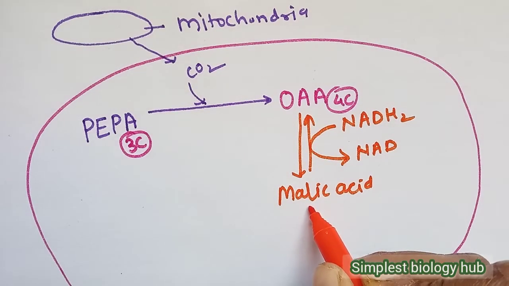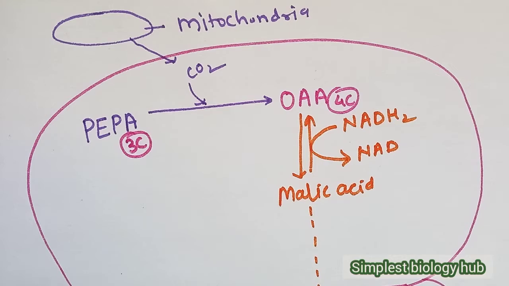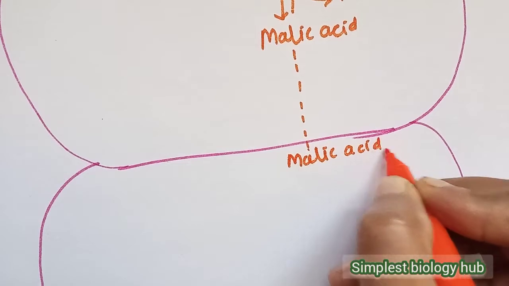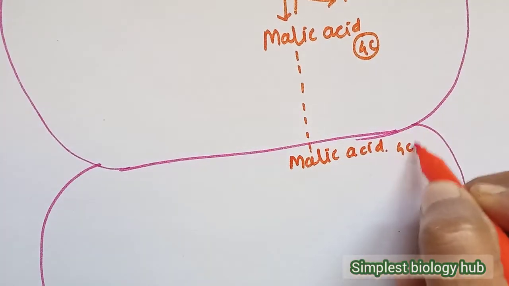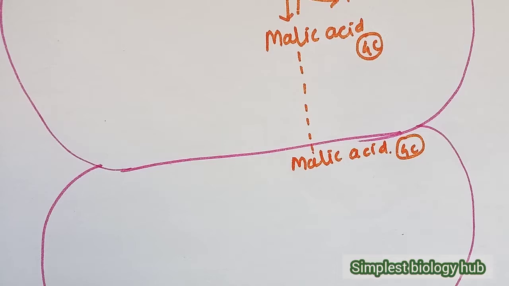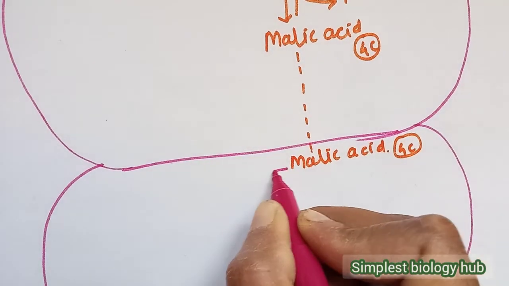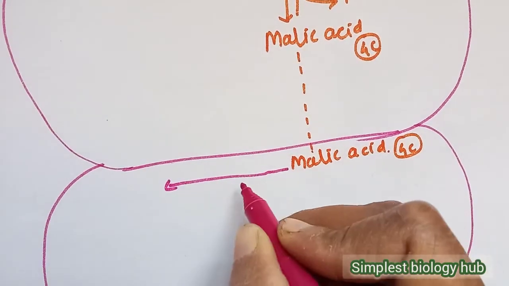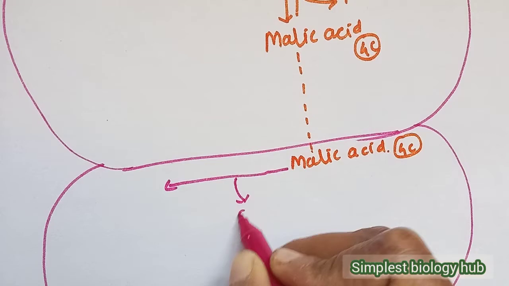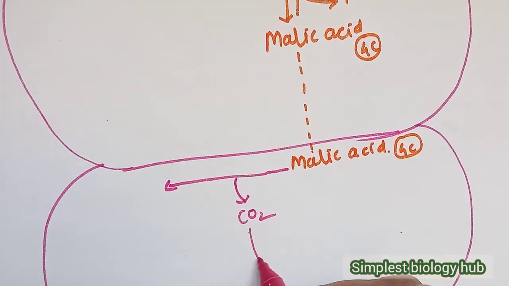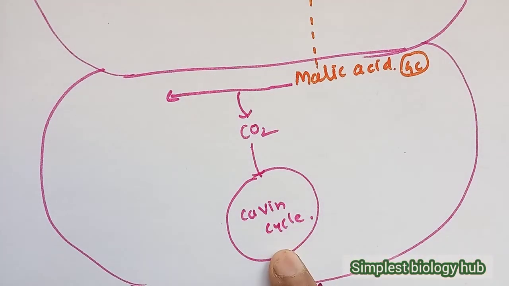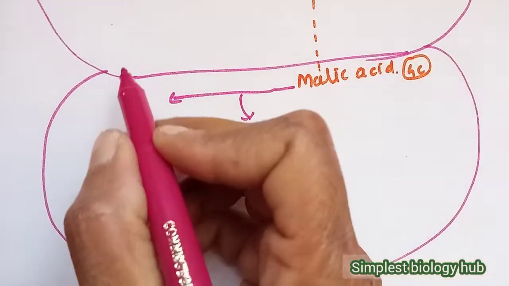Then malic acid comes into the other cells, and these are the bundle sheath cells. Malic acid is a 4-carbon compound. When it comes inside the bundle sheath cell, it undergoes the third process, that is the decarboxylation process. It means the carbon dioxide is removed, and that carbon dioxide undergoes the Calvin cycle, and the whole Calvin cycle runs here. The Calvin cycle runs in the bundle sheath cells, and malic acid is converted into pyruvic acid.